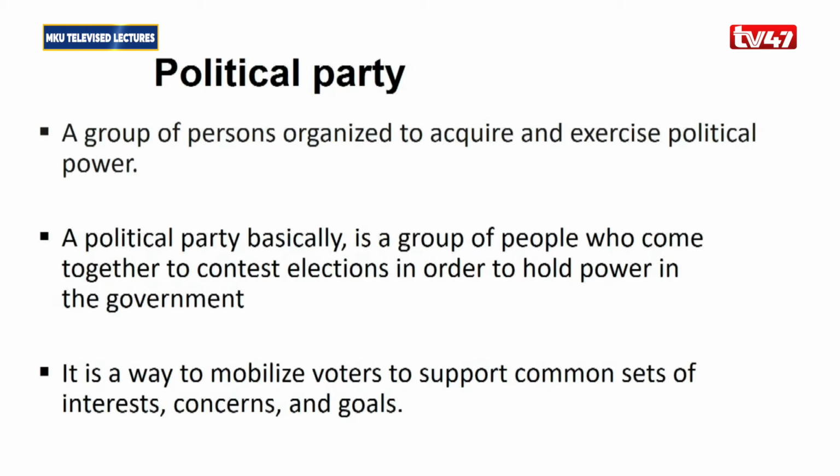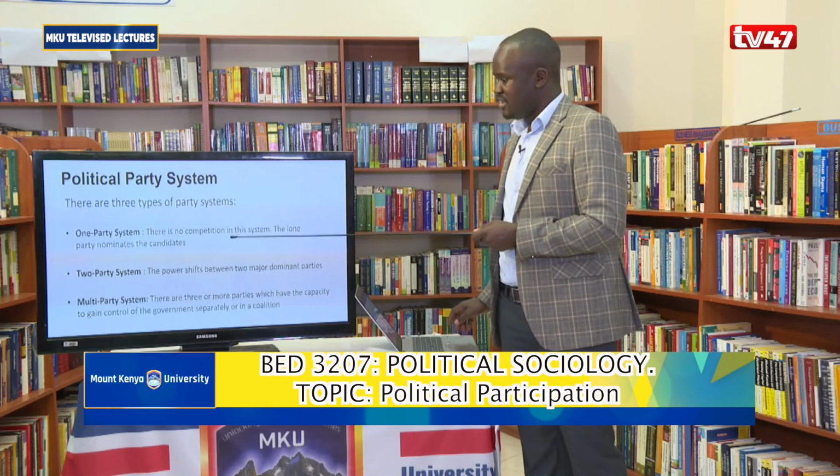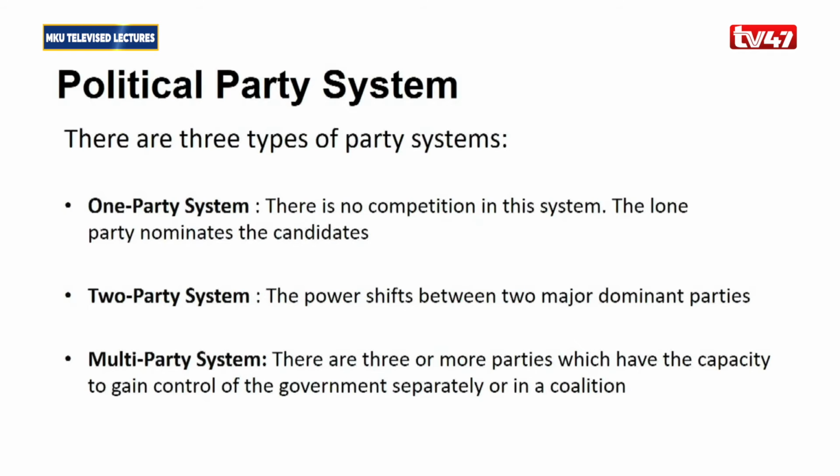Having looked at that, let's look at political party systems. Having defined what a political party is, let's look at the political party systems. We have three political party systems, and that is the one-party system, two-party system, and the multi-party system. In some literature, you'll find some authors defining political parties as only belonging to two systems, that is the one-party system and the multi-party system.